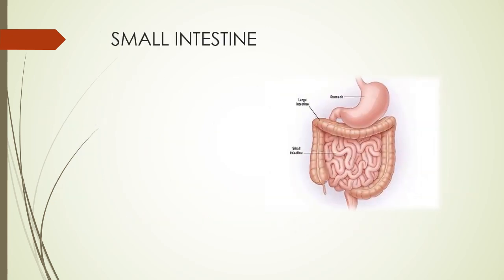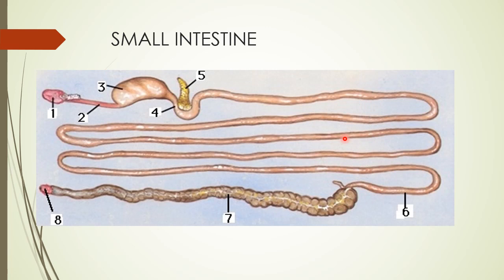Now once food enters the small intestine, it has to pass through a very long coiled tube. Coiled because it is packed in a very small space. You can get an idea of the length of the small intestine by looking at this image. It's approximately 6 to 7 meters in humans. So you need to coil it a lot in order to fit it in your abdomen.